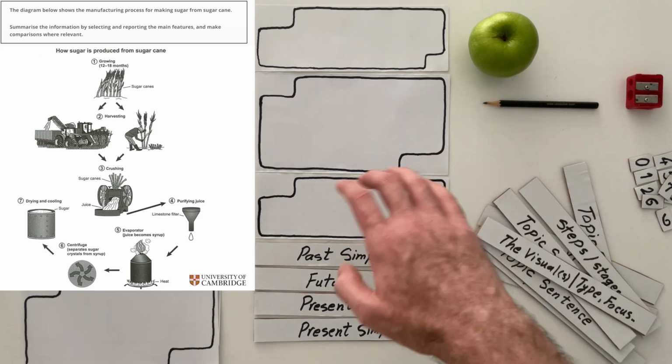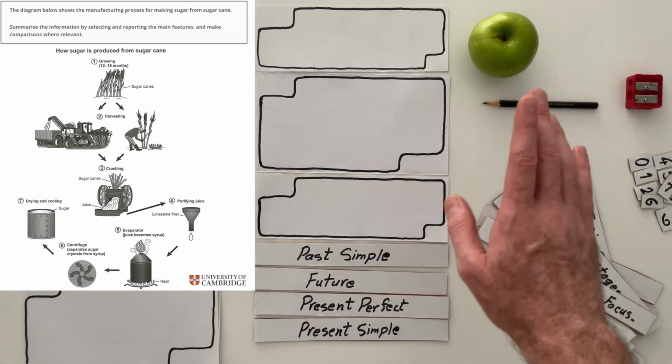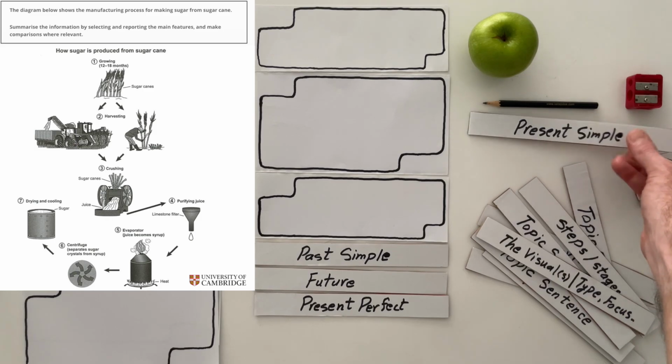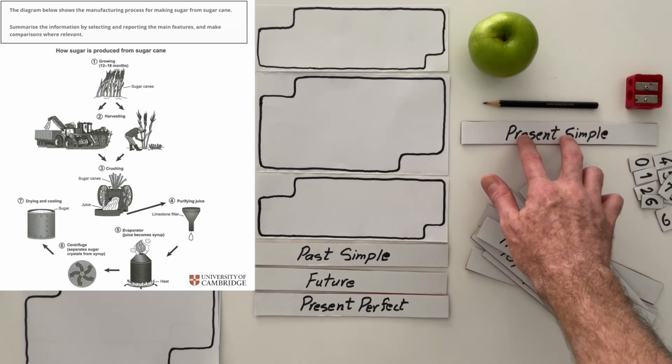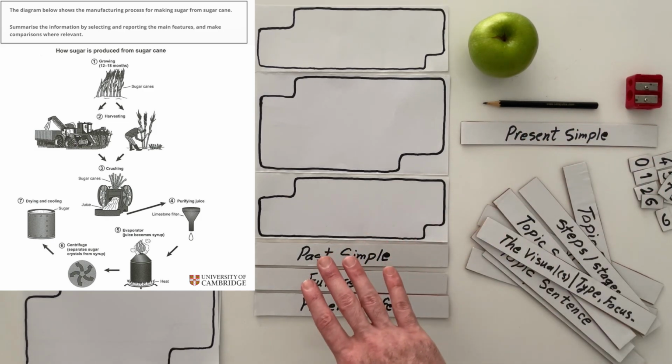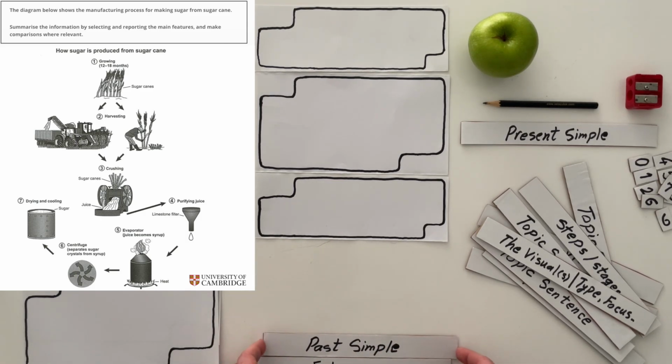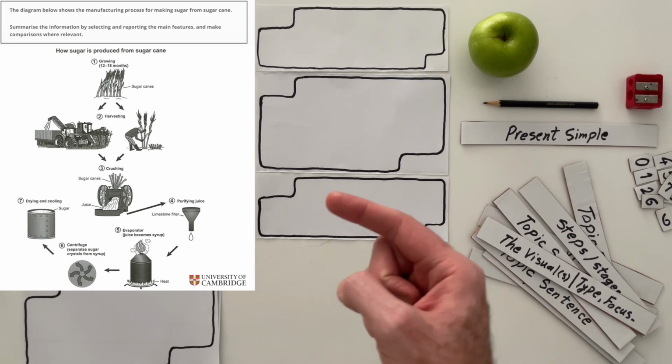And when we have no information about time, we use, yes, present simple. Present simple is going to be our dominant grammatical tense. So we're going to say goodbye to all the other grammatical tenses. Thank you, future, present perfect, and past simple. Thank you for your service. Let's move on.